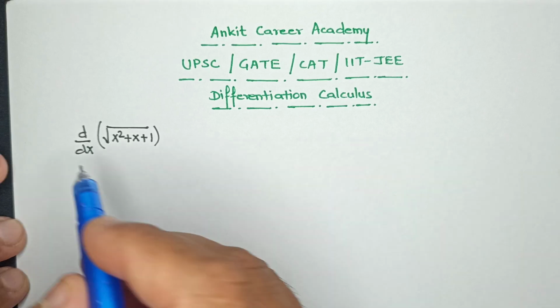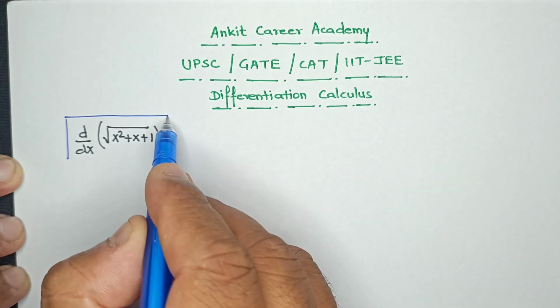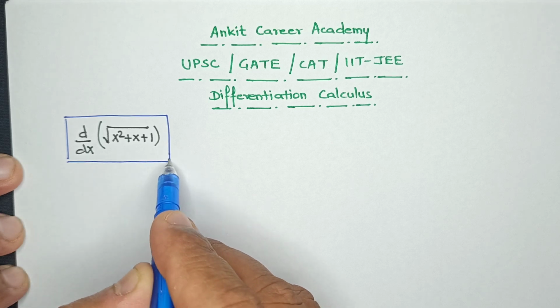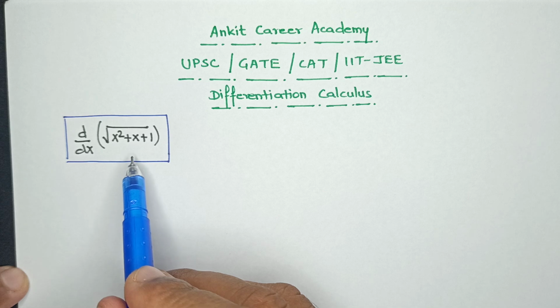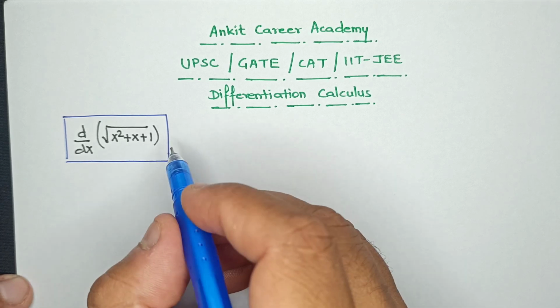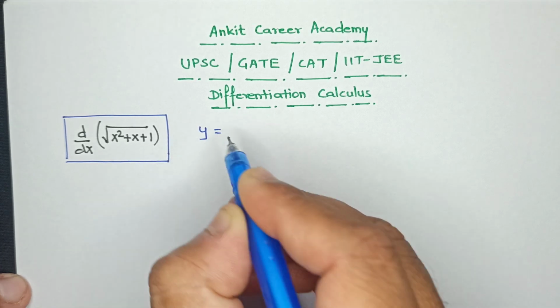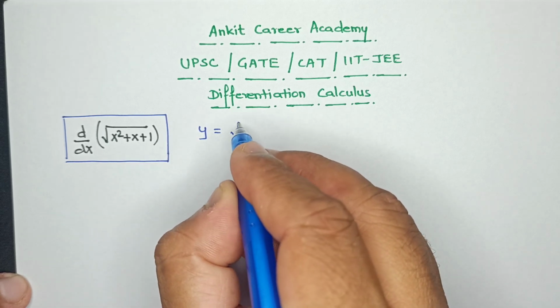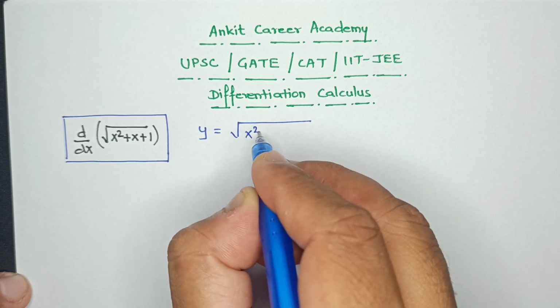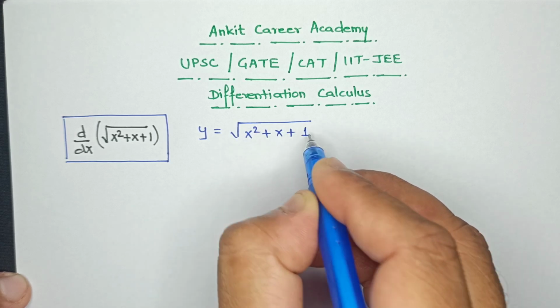Hey everyone, welcome to our YouTube video. In this video we are going to calculate the value of this particular function here using the conventional rules of differentiation. So the very first thing is that we always assign a variable to the concerned function whose differentiation we are going to calculate. So y will be equal to square root of x square plus x plus 1.